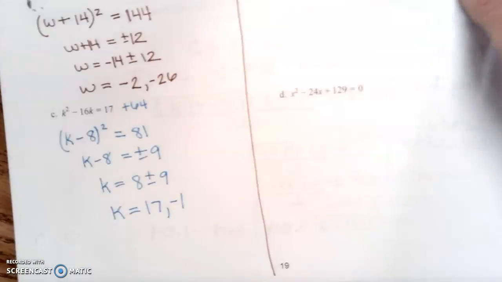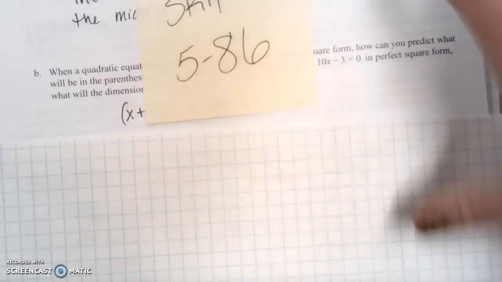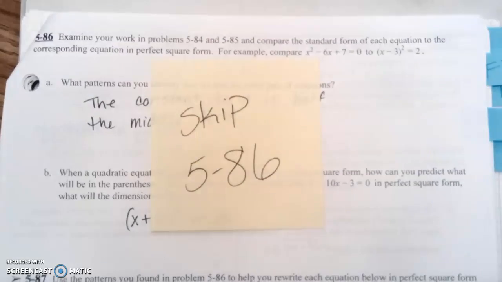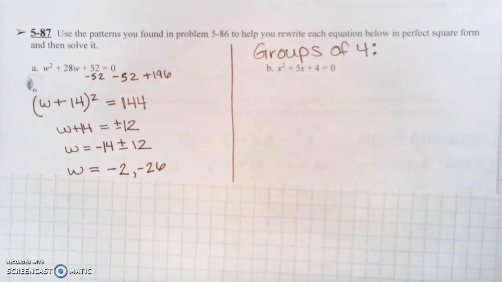All right, flip over to the top of page 86. We're going to skip question 86, and we're going to look at question 87. Question 87 says, use the patterns you found in problem 86 to help you rewrite each of the equations below in perfect square form and then solve it. So I'm going to do A and C for you, and then in your groups of four, you guys are going to do B and D. Okay?